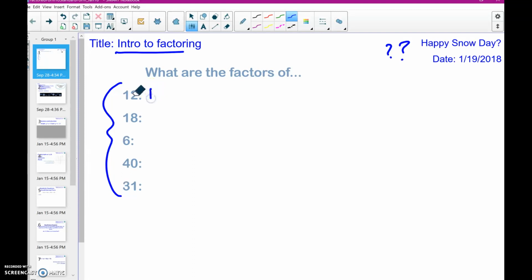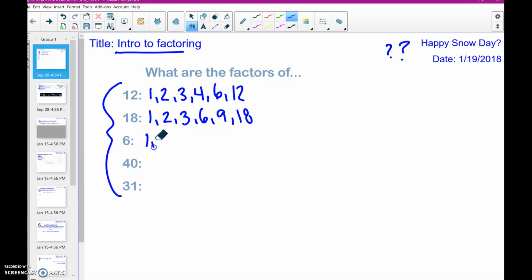Our factors of 12 are 1, 2, 3, 4, 6, and 12. 1 and 12, 2 and 6, 3 and 4. If I multiply any of those together, I would get 12. My factors of 18 are 1, 2, 3, 6, 9, and 18. My factors of 6 are 1, 2, 3, and 6. My factors of 40 are 1, 2, 4, 5, 8, 10, 20, and 40.